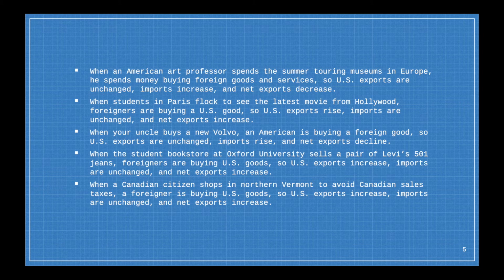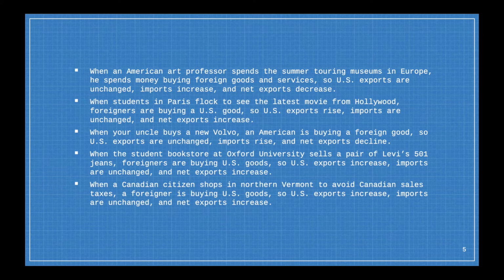D. When the student bookstore at Oxford University sells a pair of Levi's 501 jeans, foreigners are buying US goods, so US exports increase, imports are unchanged, and net exports increase.